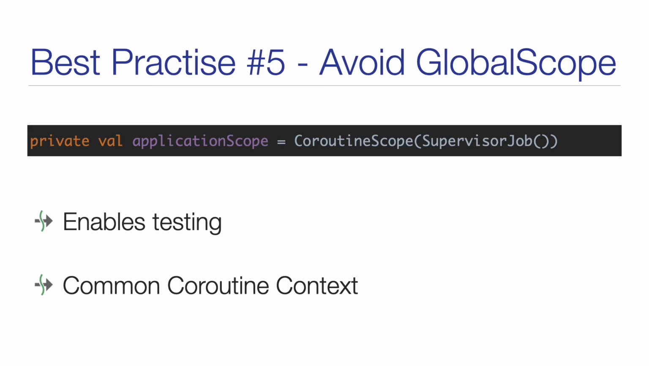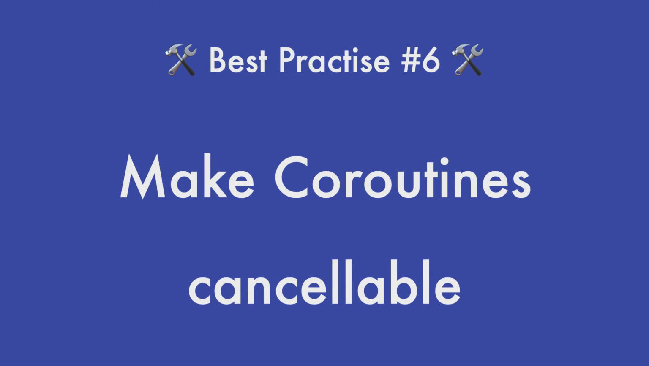If we would instead have usages of the global scope scattered all over the project, then we would need to pass these common context elements in multiple places. With our application scope here, we can define this configuration in a single centralized place. So in summary, using your own custom application scope instead of using the global scope is a best practice and has some benefits. The last best practice is about making our coroutines cancelable.